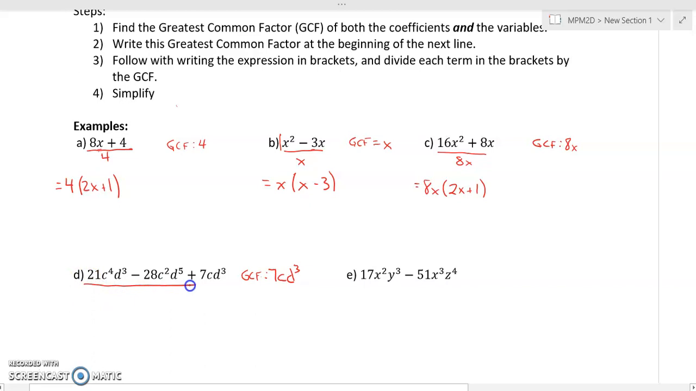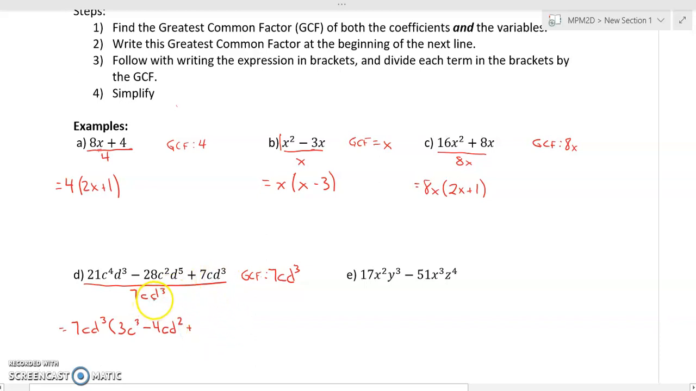So let's write it down. 7cd cubed. Okay, so I write down my greatest common factor first, and then I'm going to start dividing. Okay, so 21 divided by 7, 3. c to the 4 divided by c to the 1, that's c cubed. d cubed divided by itself is just 1, so it kind of disappears. Okay, 28, so this is a negative 4cd squared.